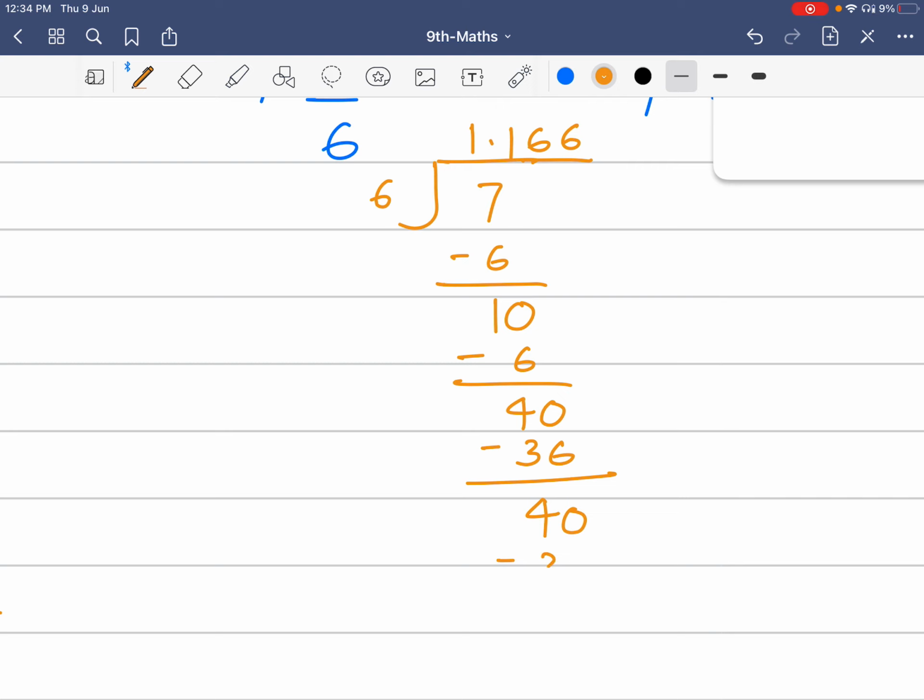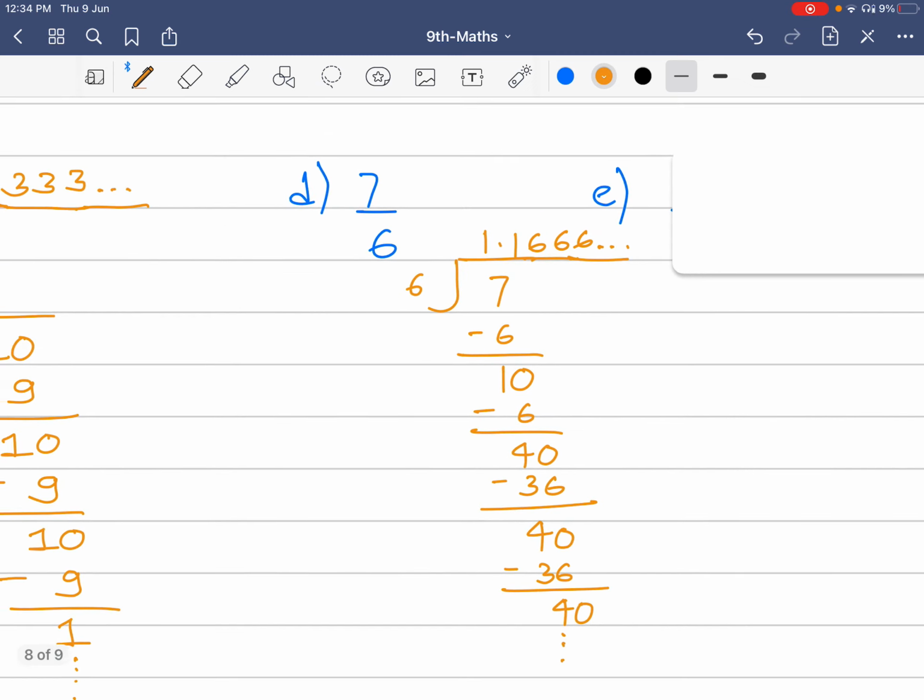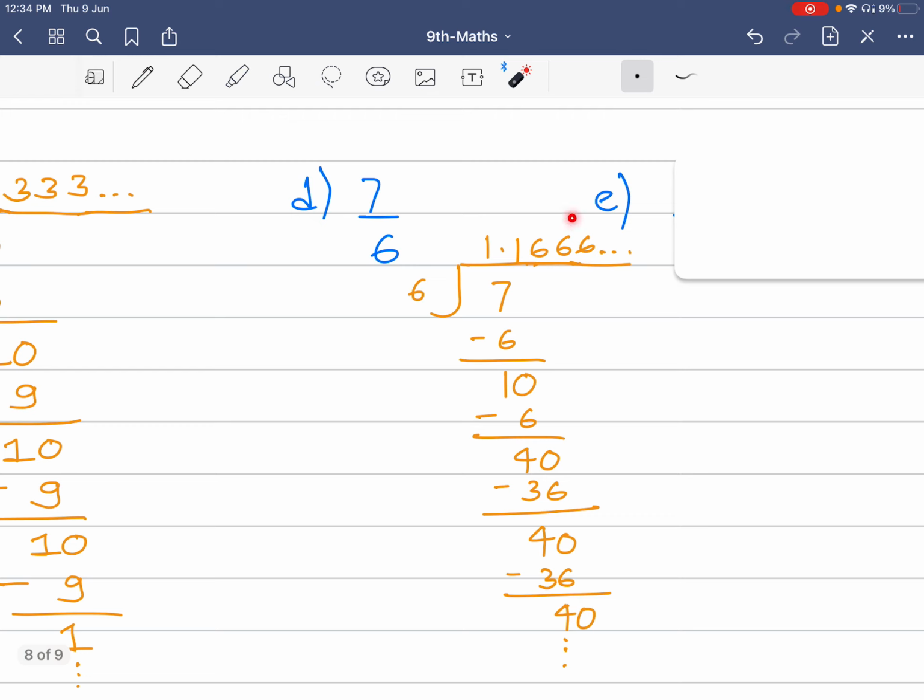Okay. So 40 minus 36, and again 4 is the remainder. And once again we have 40. And once again we have 6 6s are 36, and so on and so forth. This goes on infinitely. So thus here we can see in this division we have 1.1, but after this digit 1, 66666 keeps on repeating infinitely.